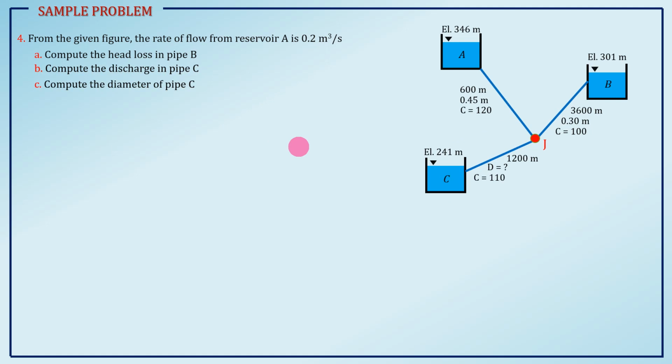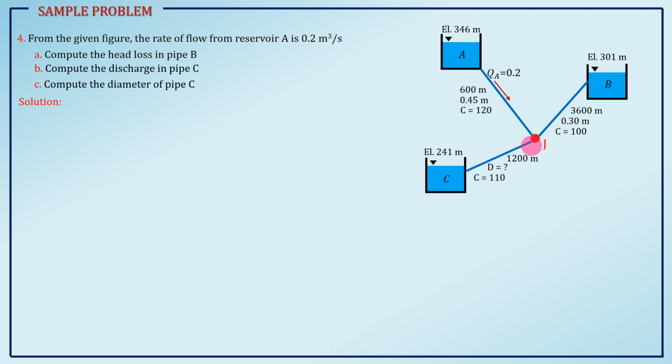Now, from the given, it says that your reservoir A has the rate of flow na 0.2. Reservoir A is higher than your reservoir B and reservoir C, so it may provide supply to these 2 reservoirs. Hindi pa natin sure, no? So, we have 0.2. Hindi pa natin sure kung siya lang, pwedeng si B din, based on the position of your J prime.